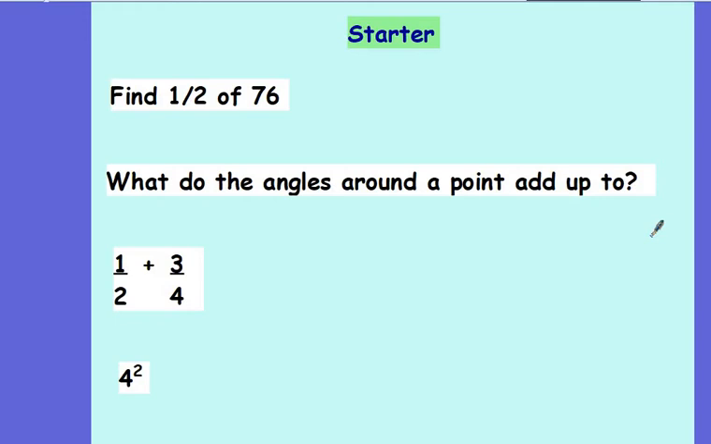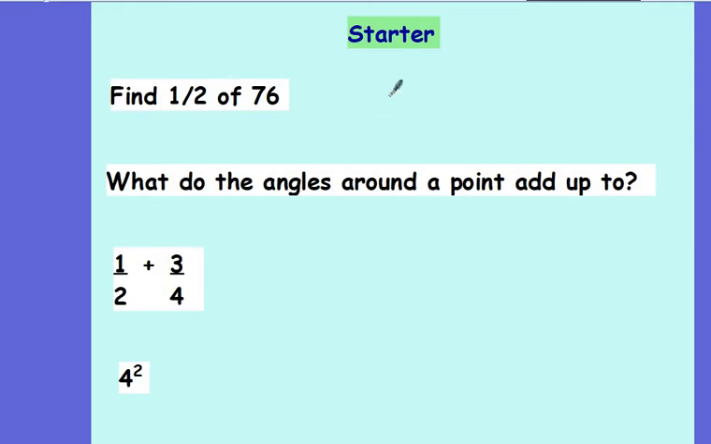Let's start off with a quick starter. Can you find a half of 76 for me? Then can you tell me what do the angles around a point add up to? Can you add together a half and 3/4? And can you find 4 squared for me? Pause the video and have a go at these questions in your light blue books now, please.